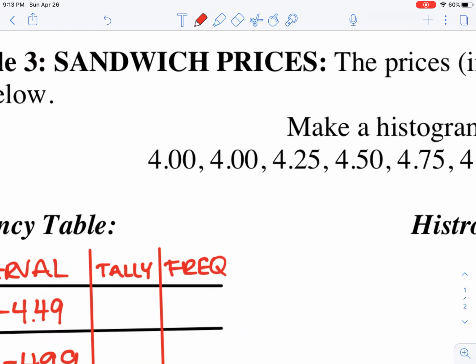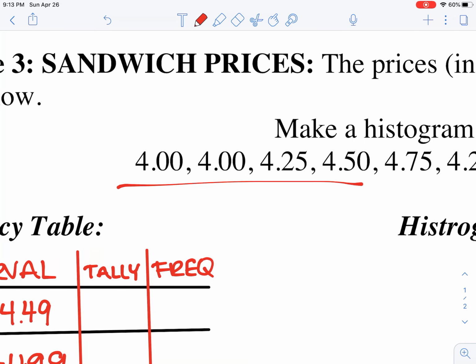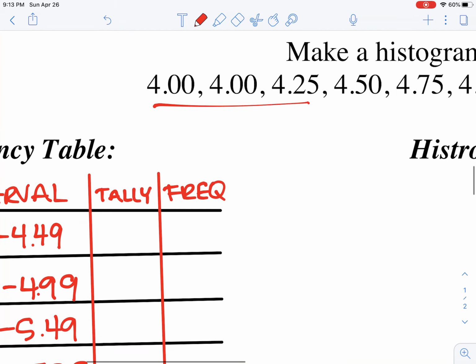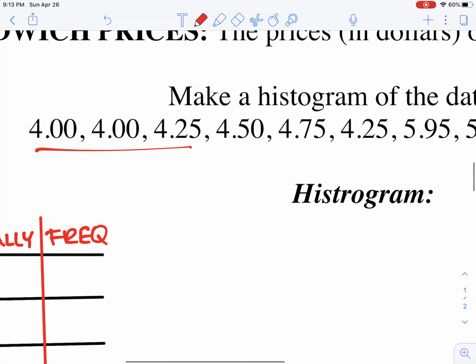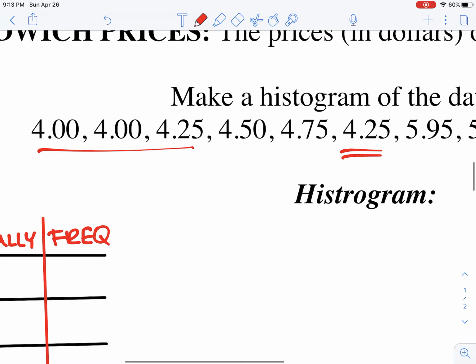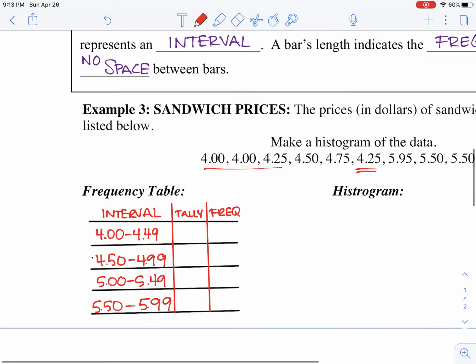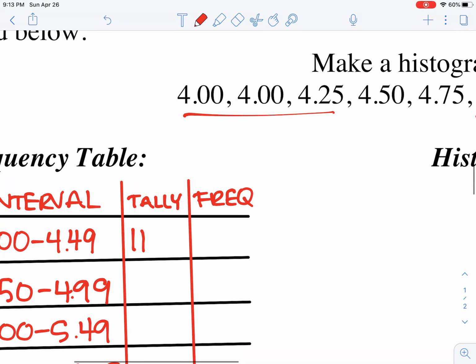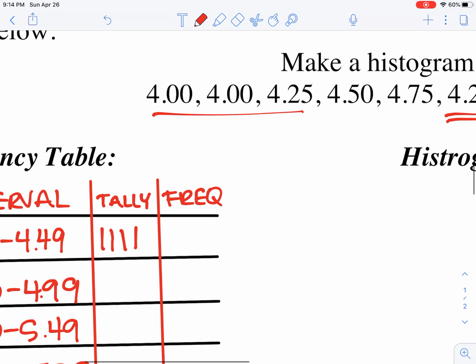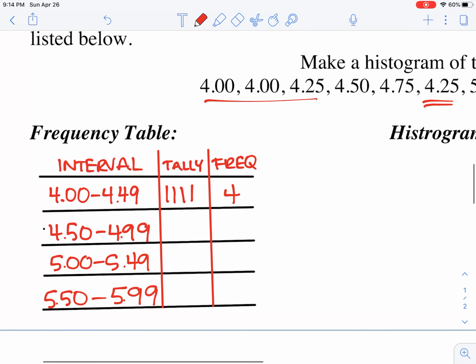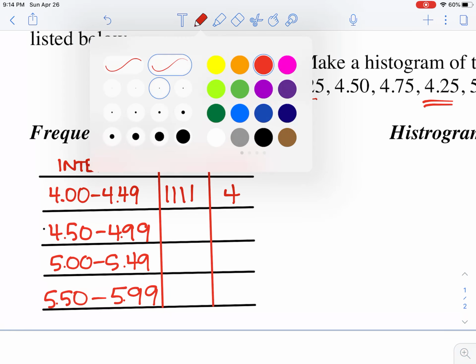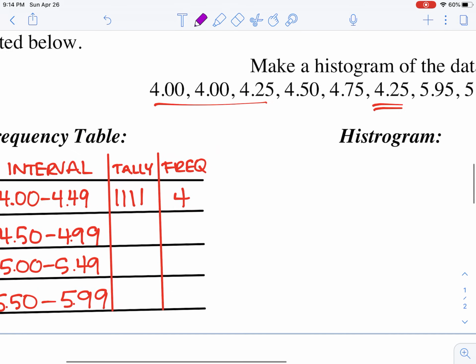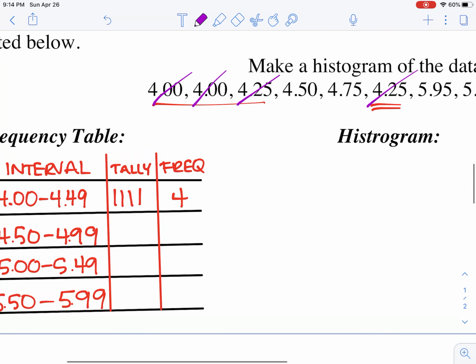Starting with our intervals, we're going to tally it up. So I believe these first three sandwiches, oh, I guess they're not all quite in order, and this one here, they all land in this first frequency. So if I was like $4 here, $4 here, $4.25 is here, and then we had another $4.25. So there are 4 sandwiches that land in that particular interval. All right, then so that takes care of these 4.